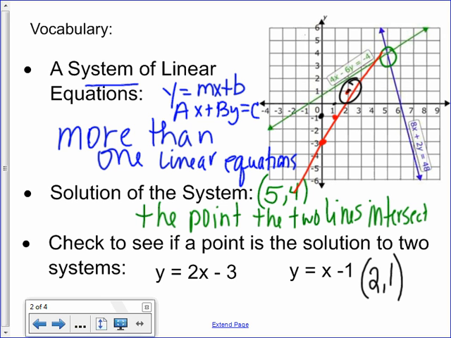Now, I can double check that, just like I can double check the blue and the green line, by substituting those in. So it's 2 for x. 2 minus 1 is 1, and that's what y was supposed to be. Substitute 2 in here. 2 times 2 is 4. 4 minus 3 is 1, and that's what y was supposed to be.